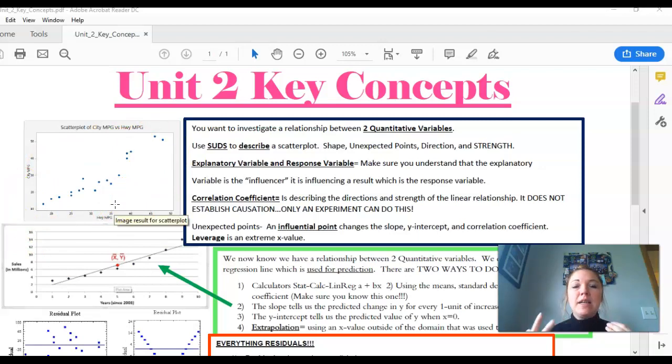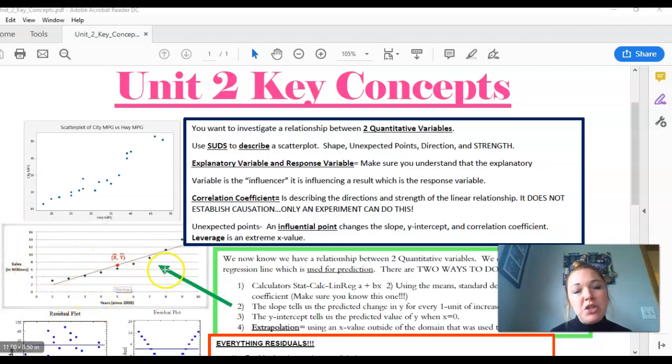Okay, next thing, explanatory response. An explanatory variable is always what you think influences the response. So in this case, and sometimes it's not known. Let's look at this one right here. They're talking about sales, time, okay, is the explanatory variable. And the time is influencing the sales, the response variable. Explanatory variable is always on the x-axis, response is always on the y.